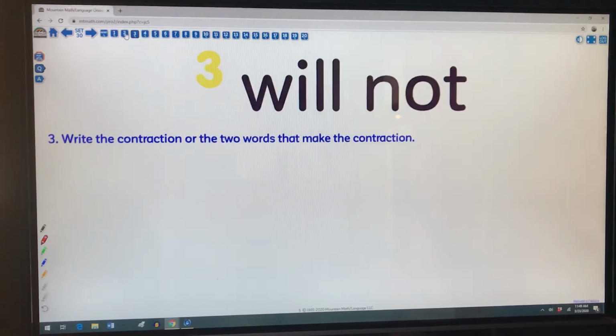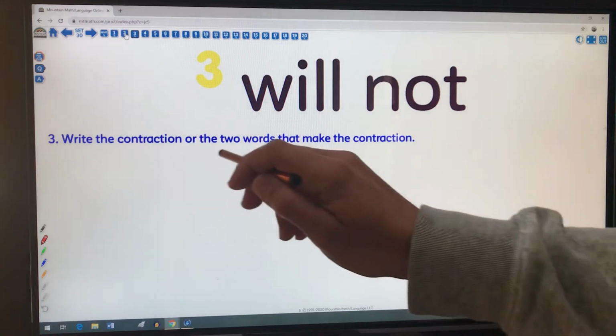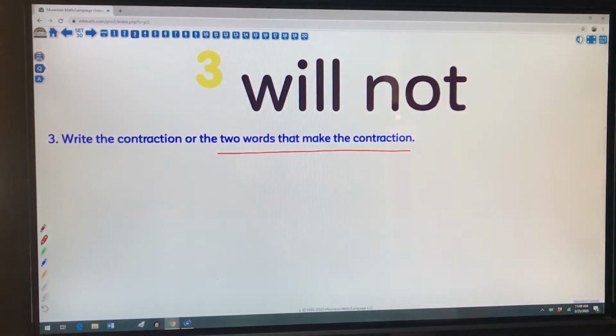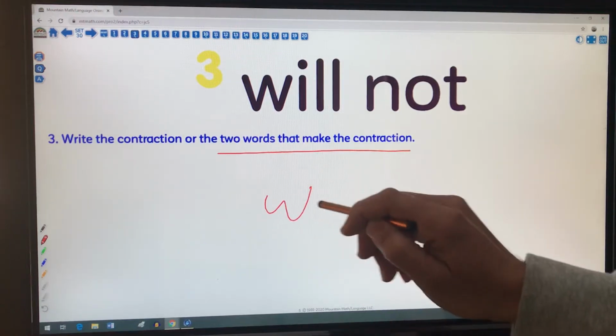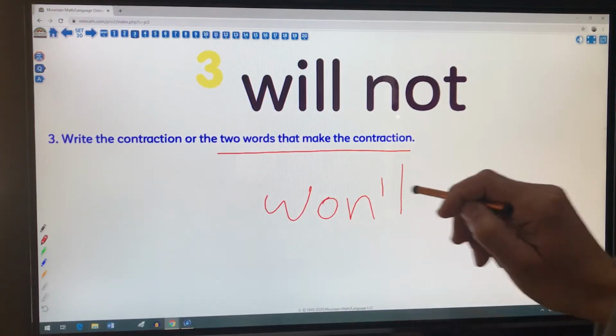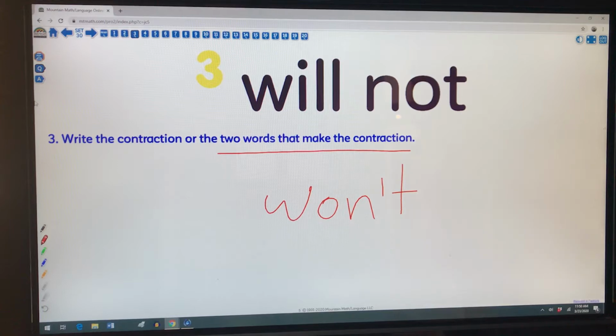Number three, will not. Now, when I make this contraction, I can see the two words, but you guys are smart enough to figure out that I'm not going to have the word "willn't." This is not a conventional contraction. So I'll use the example, I will not go to school today. If I want to make that contraction, I won't go to school today. So here's the contraction of will and not.